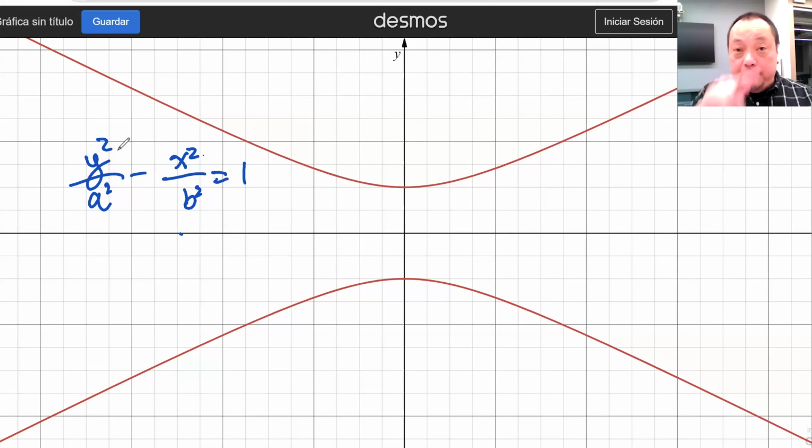Now let's take a look at a hyperbola that opens up and down. Positive is on the y squared, and a is still the distance from the center to the vertex. So the y value here is a, and the y value at the vertex at the bottom is negative a. No b's.